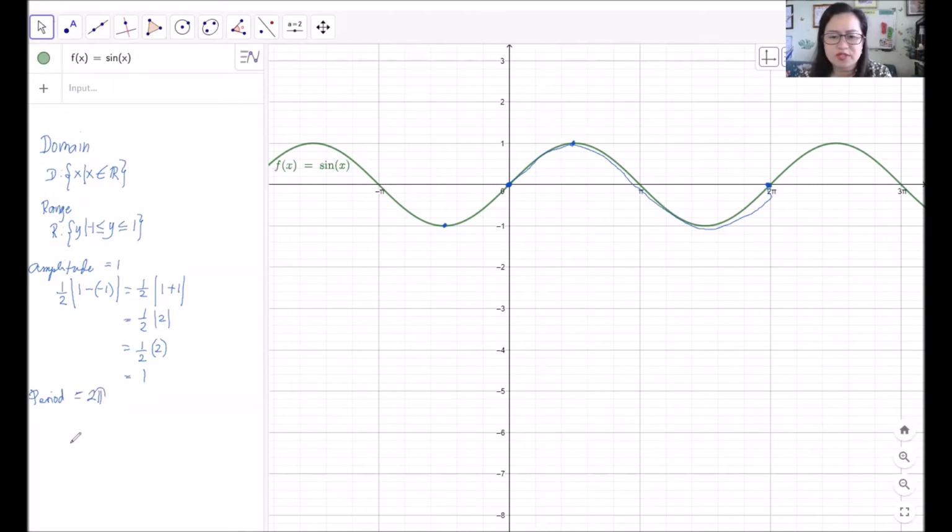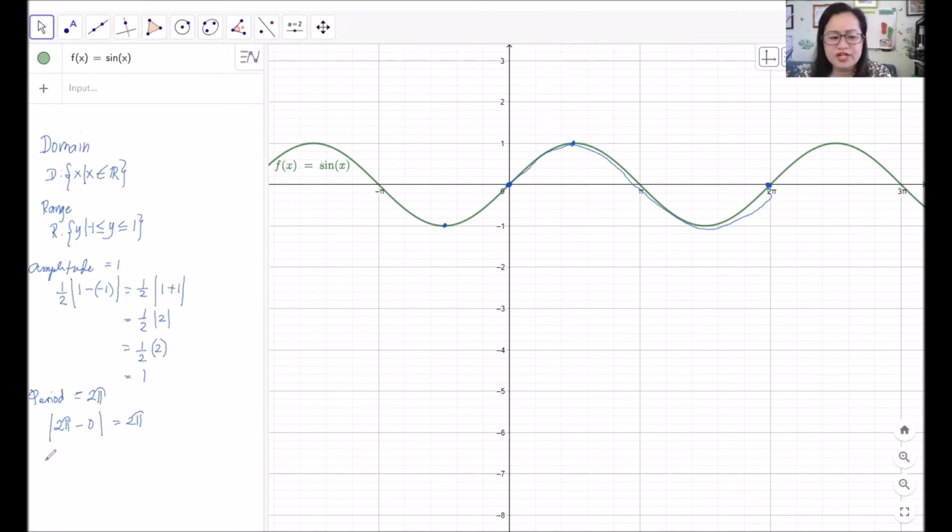So using the formula, the initial point on the x-axis is 0, while the terminal point, after having a complete cycle, is 2 pi. So getting the absolute difference, since we have distance, we have 2 pi minus 0, that will be 2 pi. So it supports our claim that the period of sine x is 2 pi.